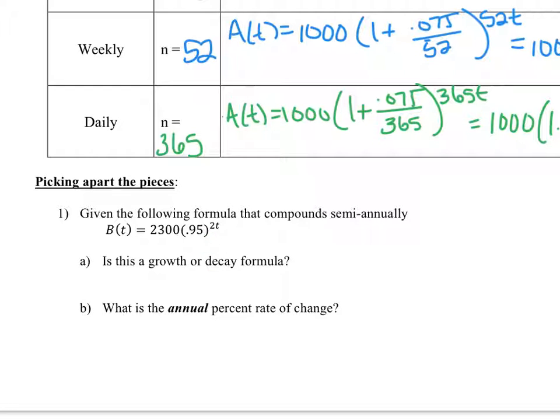So is this growth or decay? Well, it's going down. This is 0.95. It's not 1. It's not higher than 1. It's less than 1. So this is a decay.